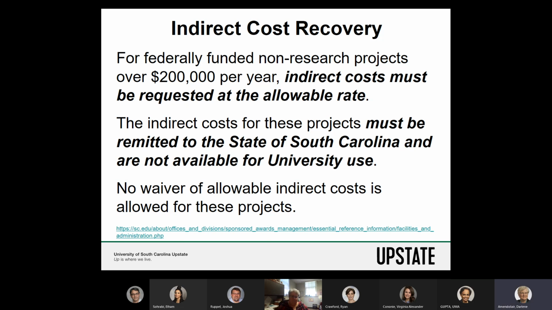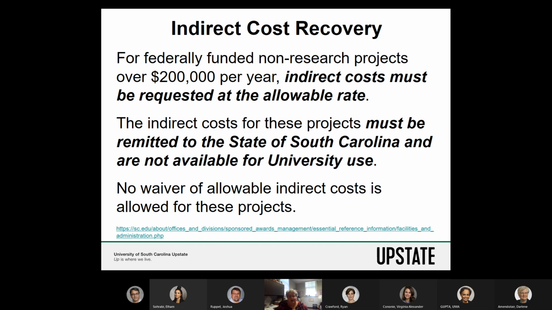Okay, so the indirect cost, this is the other challenge with non-research grants. We have to remit the indirect cost recovery back to the state for large non-research grants. So anything that's over $200,000 per year, we have to give that money back to the state at the end of the year. So we don't get to keep it. We have to write it into the budget, but we don't get to keep that money.